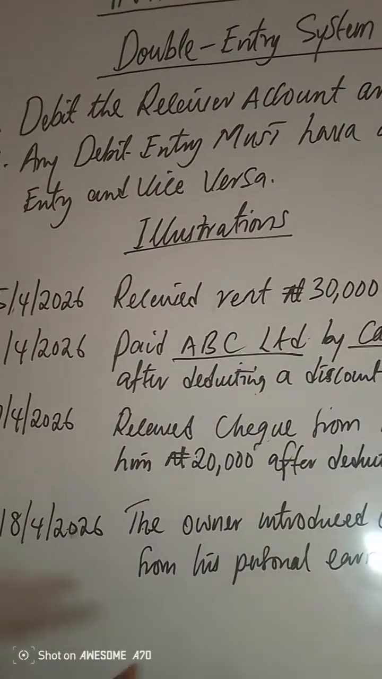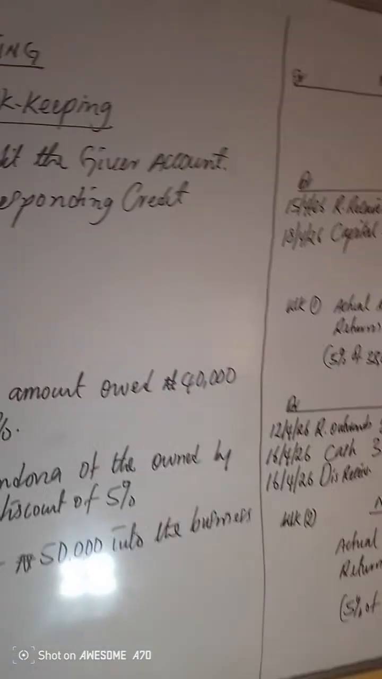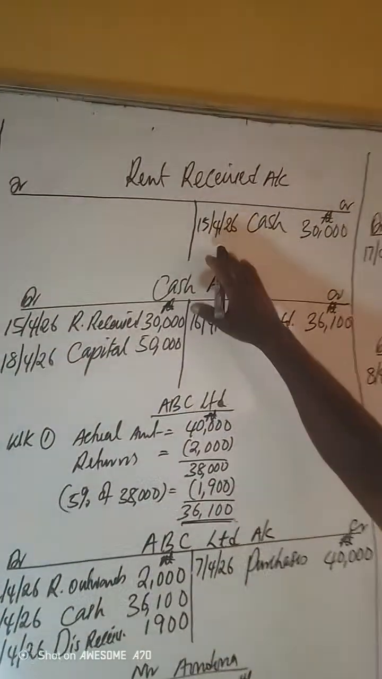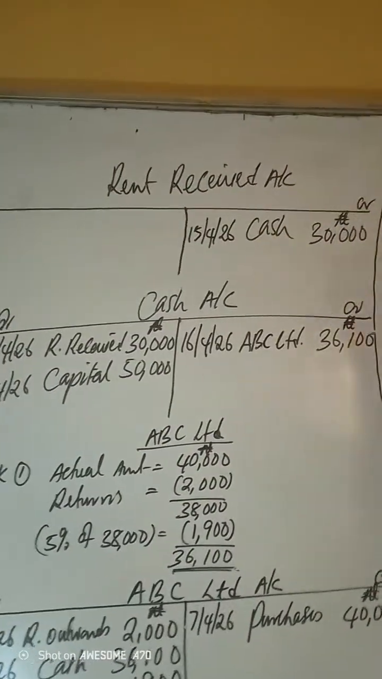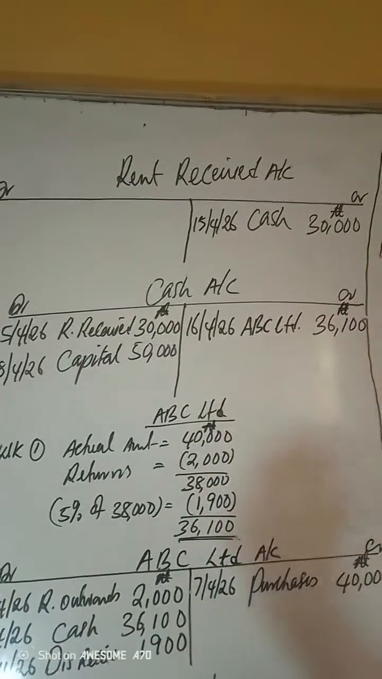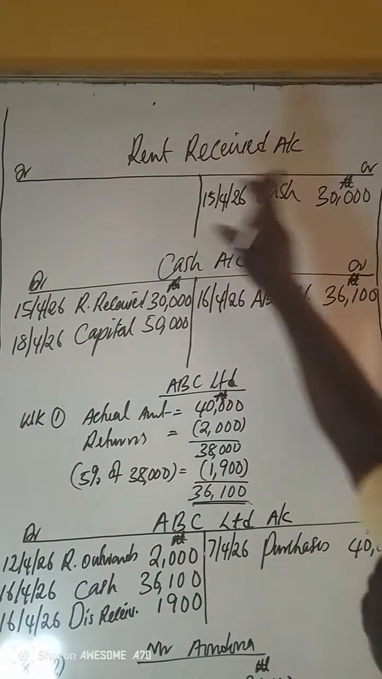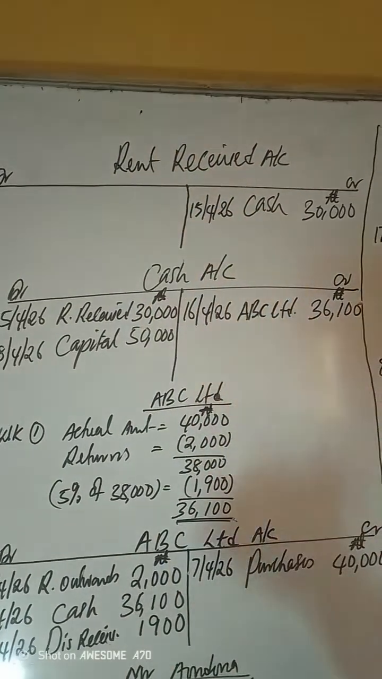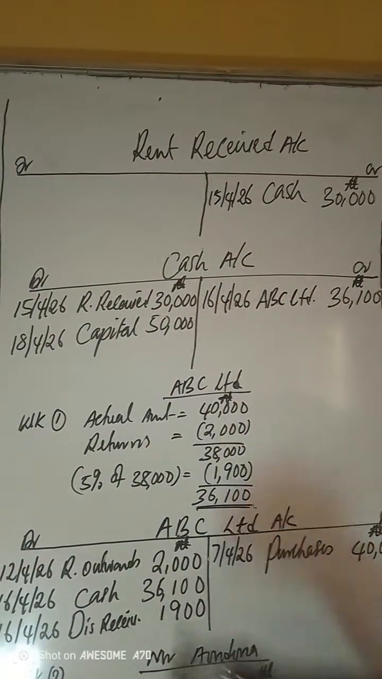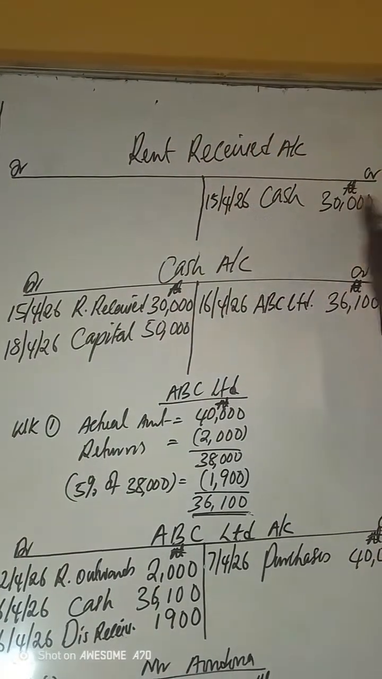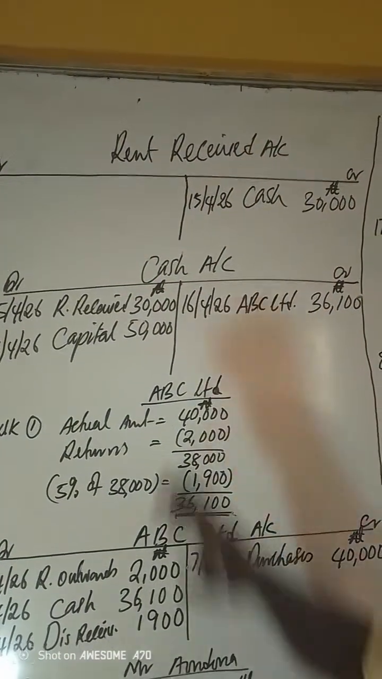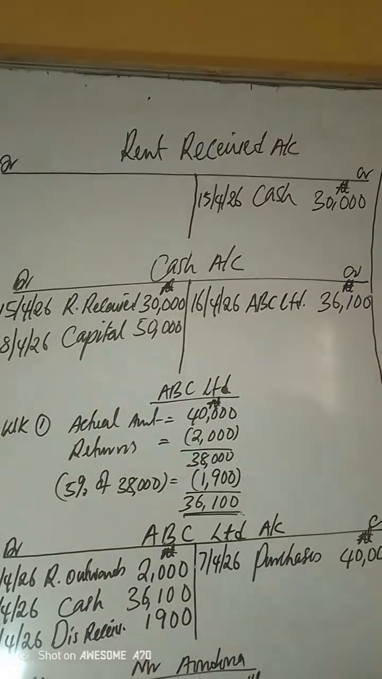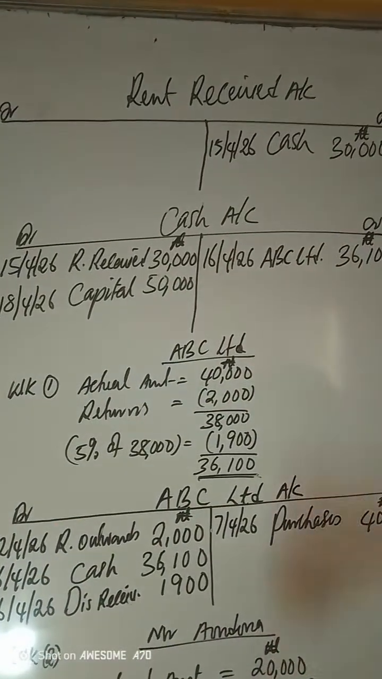So how can we post using the principle? We now say that rent received account becomes the giver account. Please don't open rent account. You must say rent received account, because most learners open rent account. If you open rent account, it sounds like an expenses account. So you must attach the word received before it qualifies to become income. And all income in accounting are credited, just like sales, commission received, and the others.